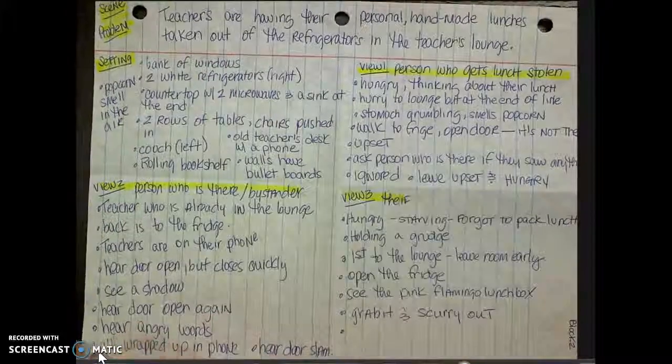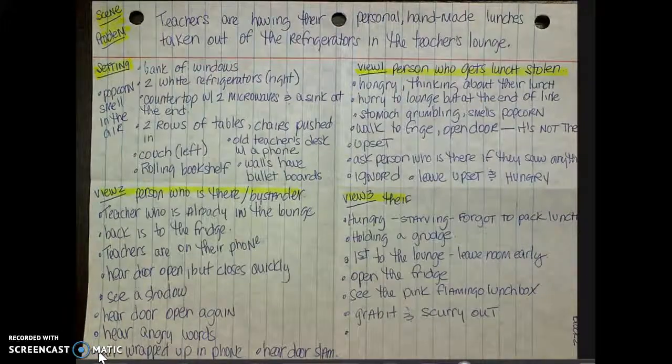Okay. Whomever the thief is. So today, this is just the outline of the story. So that's all you're doing here. Okay?